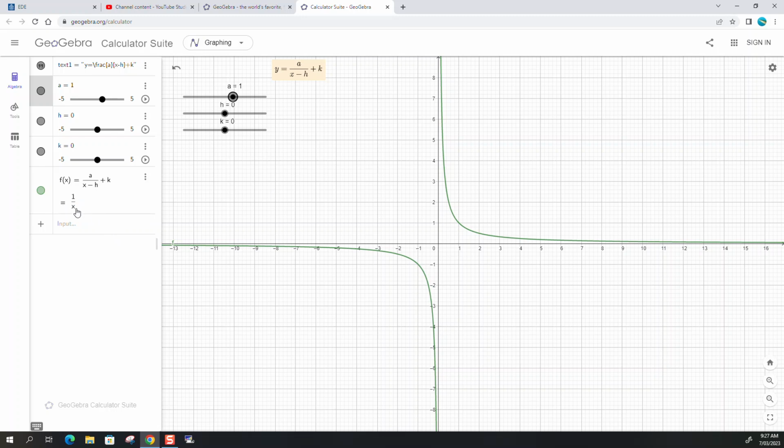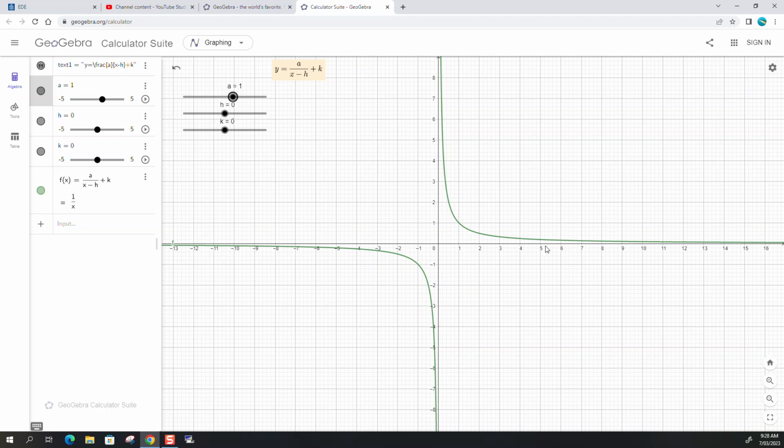Now my graph is the most fundamental hyperbola. It's the graph y equals 1 over x, with 0 for h and 0 for k. Imagine x equals 1, and I substitute 1 over 1, I get a y value of 1. If x equals 2, then 1 over 2 gives me a y value of 0.5. If x equals 3, the y value is 1 over 3. Alternately, if the x value is 0.5, then 1 divided by 0.5 gives me a y value of 2. So we get this lovely sharp curve.